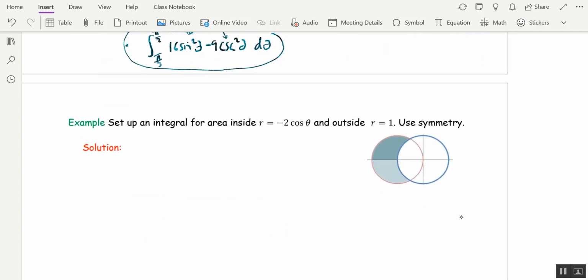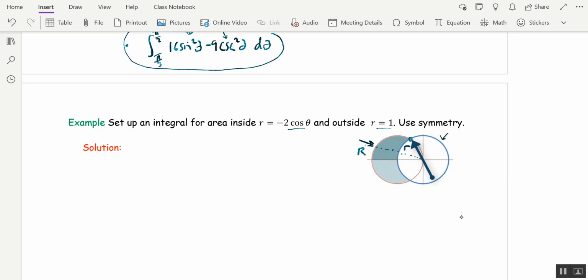Here we are going to use symmetry. Set up an integral for the area inside the circle, which is in red, r equals -2 cosine theta, and outside the circle, which is in blue, r equals 1. So when I set up my integral, if I imagine a ray going out from the origin, little r is the first curve I hit, big R is the second curve I hit. So my big R is going to be the circle in red, and my little r is going to be the circle in blue.